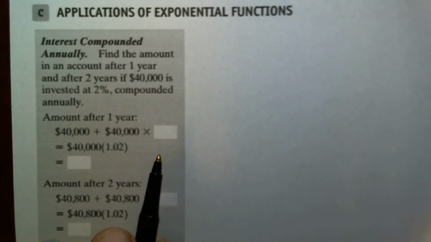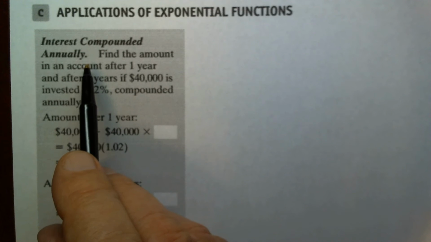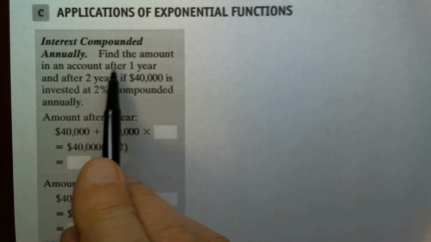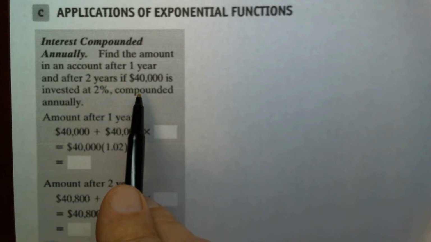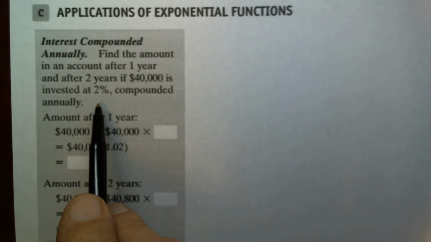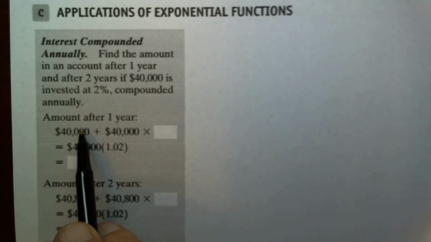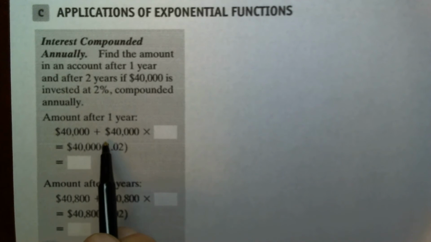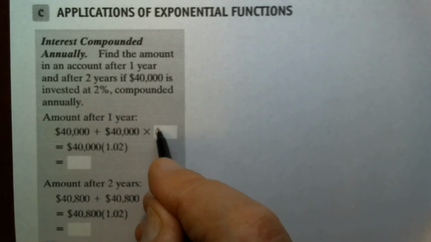Next, we'll be looking at some applications of exponential functions, and one of the more basic ones is interest compounded annually. And so the first problem asks us to find the amount in an account after 1 year and after 2 years if $40,000 is invested at 2% compounded annually. So it begins with the consideration that after 1 year, the amount is 40,000 plus 40,000 times 2%, or times 0.02.